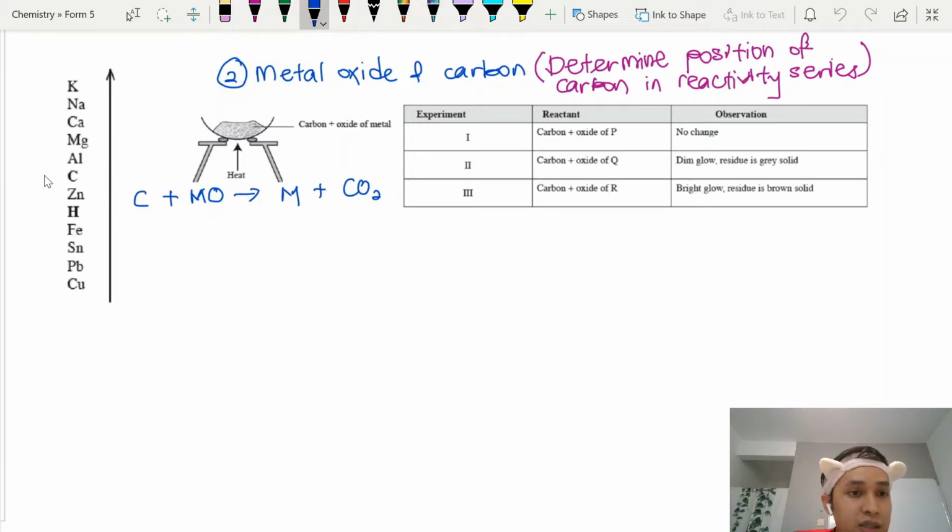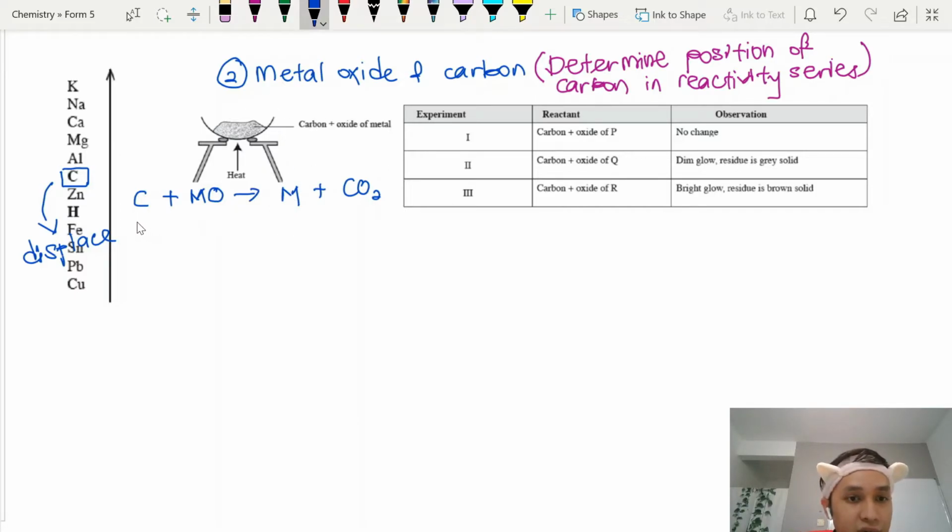So you need to remember the concept whereby the one higher can displace the one lower. Meaning that carbon, if you look at my position of carbon in the reactivity series here, can displace. Displace, D-I-S-P-L-A-C-E-S. The meaning of displace is replace, or substitute. But in your exam you need to write this word. This is your keyword. So just remember the concept: only when the carbon is higher than the metal can the reaction happen.